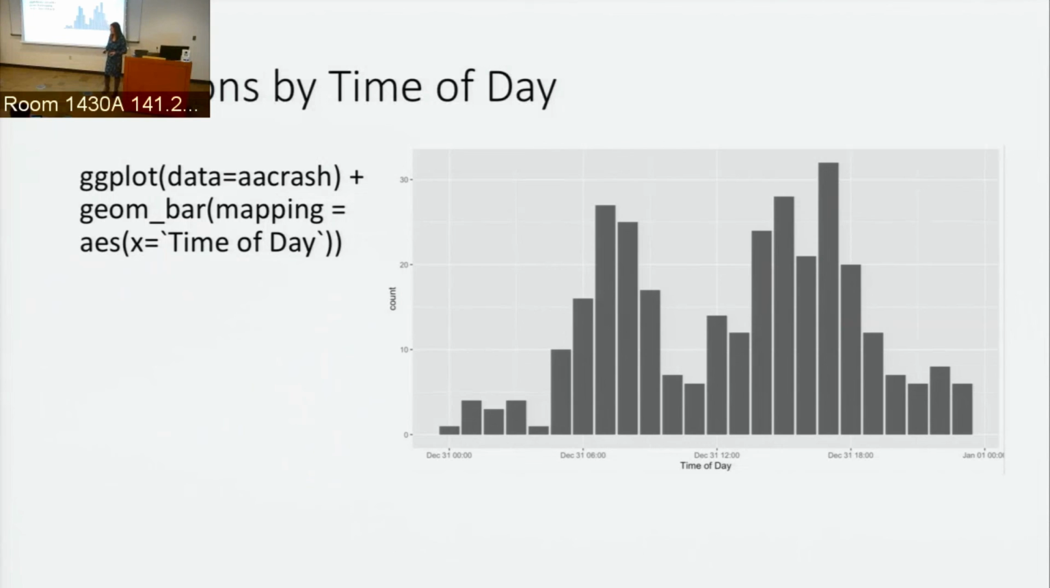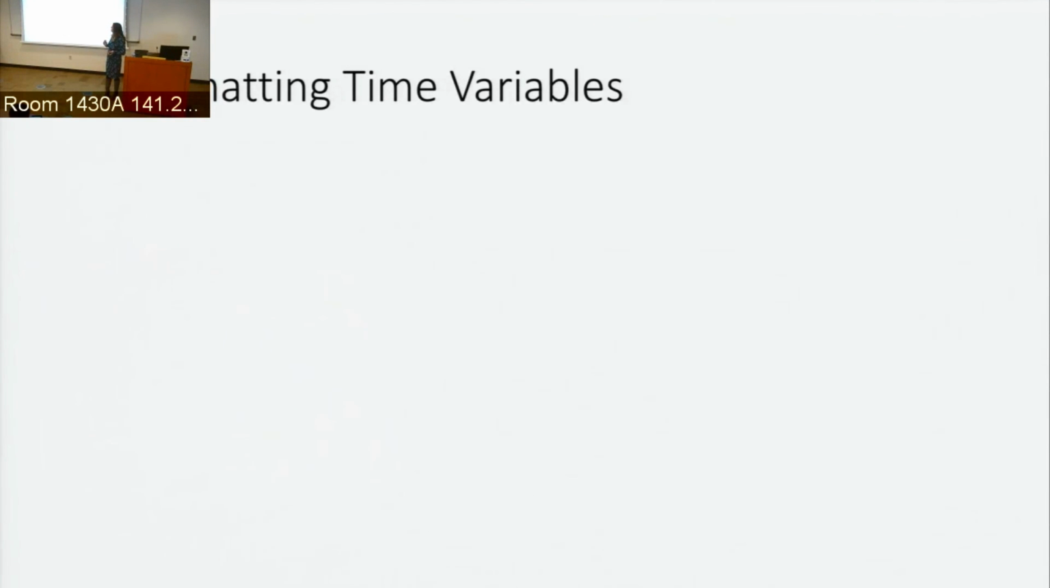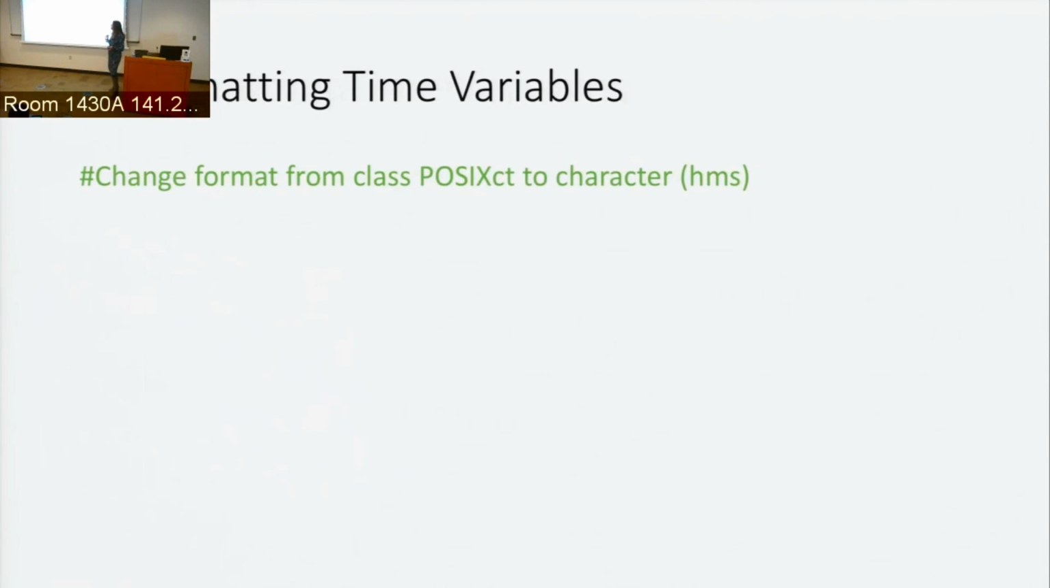The problem with that is it's not really informative, right? We're getting 0, 6, 12, 18, but it's got these dates in it, and we want to fix it. We want it to look something more like hours, minutes, seconds. So let's go ahead and transform the time variable. We're going to change the format from class POSIXct, which is time zone format, to a character with hour, minute, second information.